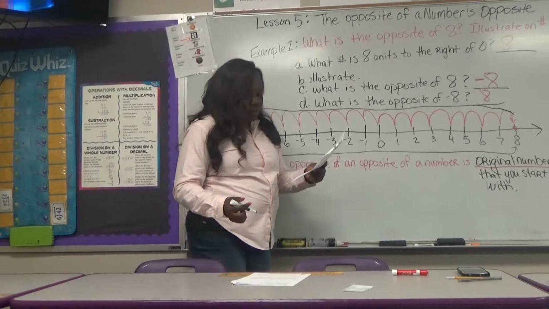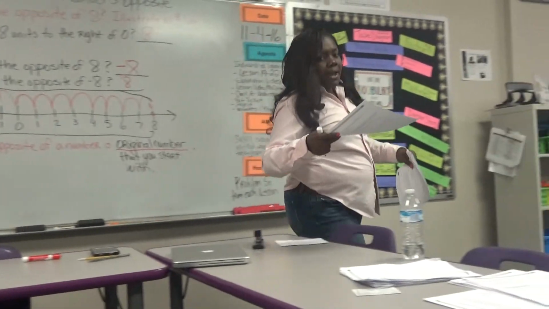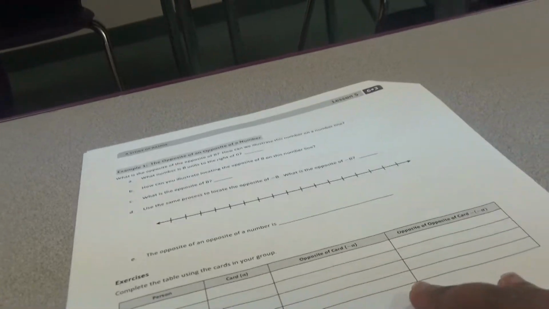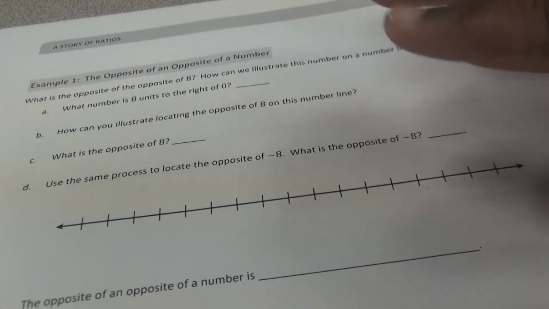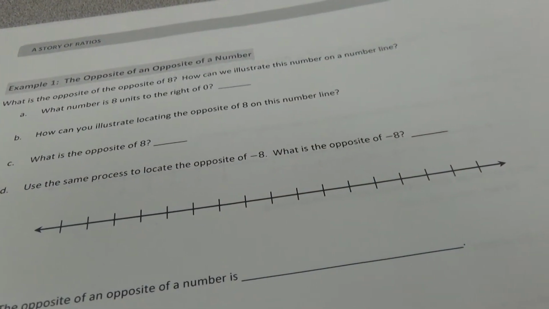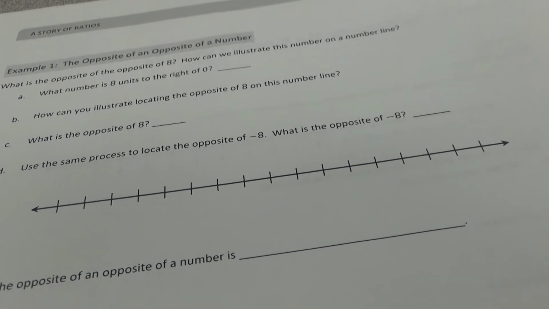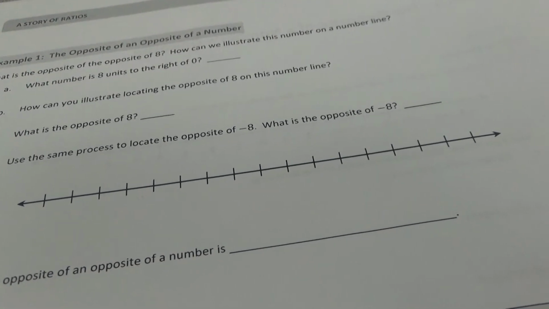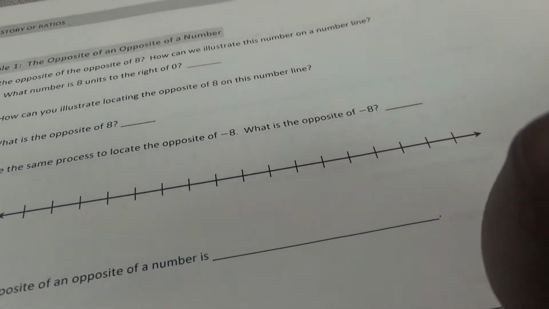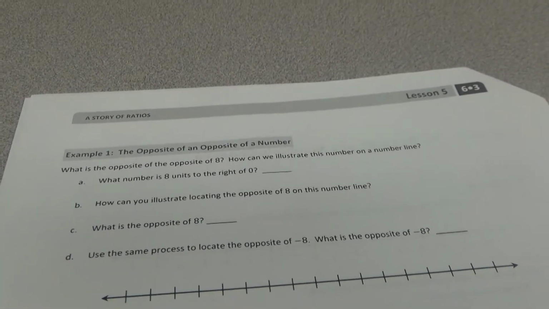So now I want you to locate the table. I'm going to let you track this paper so that you can locate the table under exercise while I write it on the board. In this section, you are to complete the table using the cards in your group. I'm going to give you index cards with this lesson so that you can complete this table either in partners or by yourself, okay?